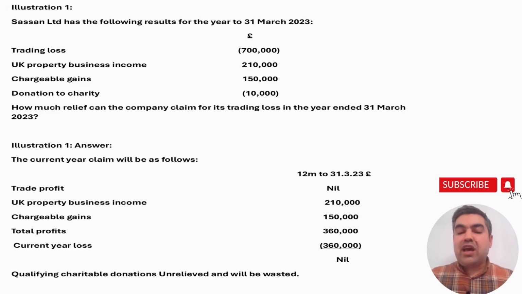In this case, what will happen to qualified charitable donation? They will be unrelieved, they will be wasted. Remember, qualified charitable donation, anything you haven't used, is only used when there is a taxable profit. There's no taxable profit because it's covered by the losses of the year. So we have a trading loss, however, we had some income which is covered by the loss. Hence, no corporation tax is payable for 31st March 2023.